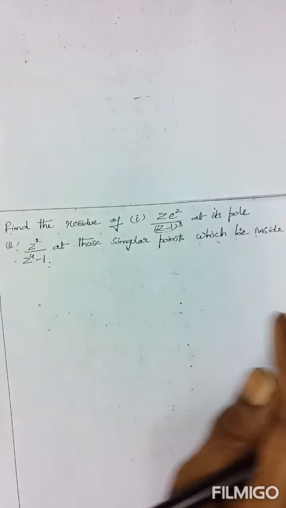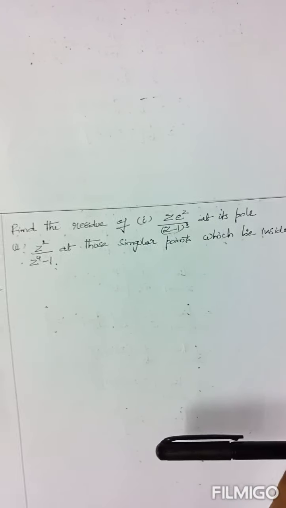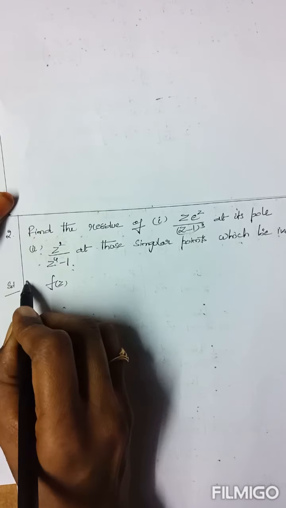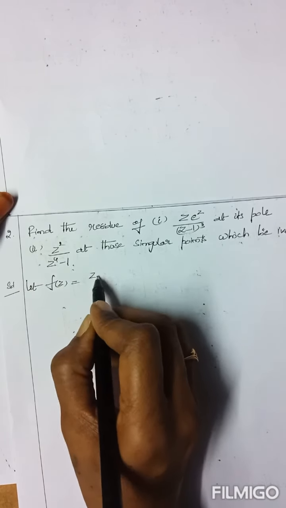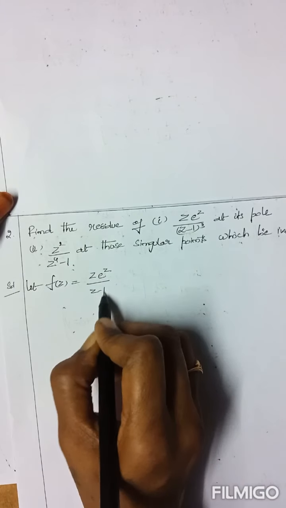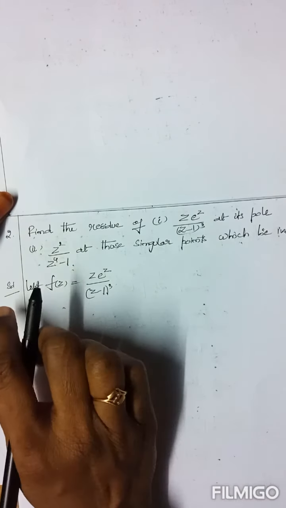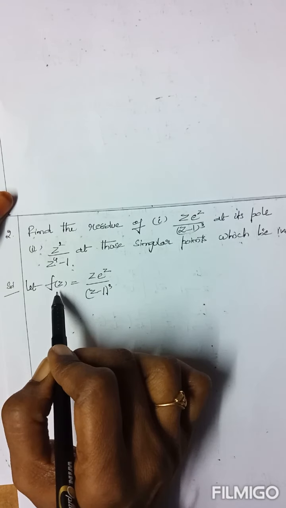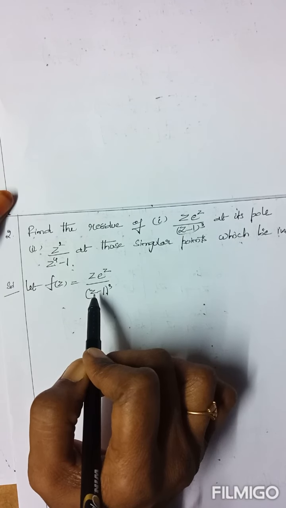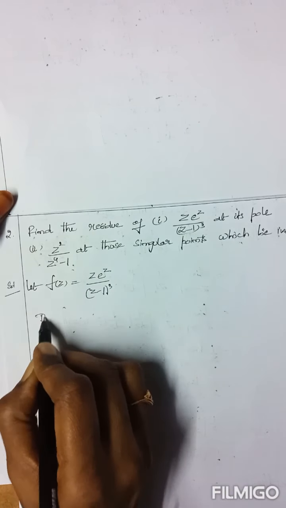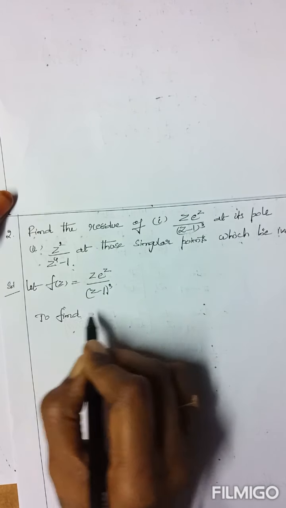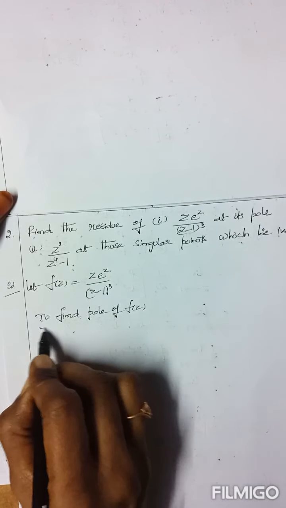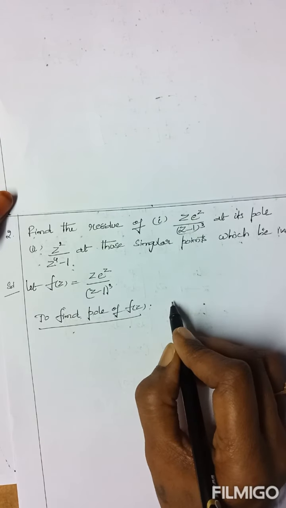Solution. The first given function: let f of z equal to z e power z by (z minus 1) whole cube. The function is defined in terms of z, so its name can be taken as f of z, for which we need poles and residues. First, to find the pole of f of z, equate the denominator to 0.